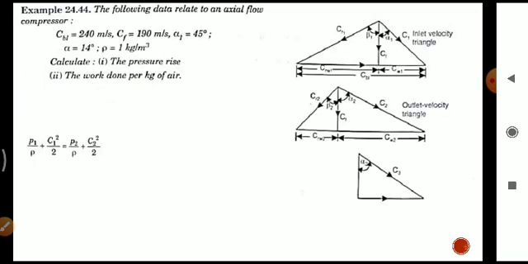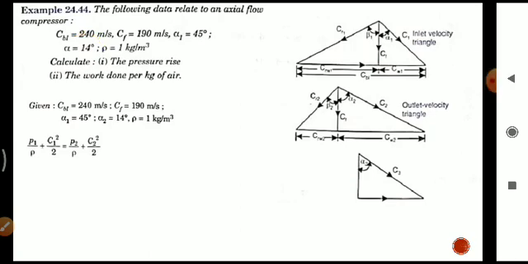So here is our first question. The following data is related to an axial flow compressor: blade velocity CBL is equal to 240 meter per second, and CF, the velocity of flow, is equal to 190 meter per second. Alpha 1 is equal to 45 degree. They have marked alpha, actually alpha 1 is given, it will be alpha 2. Alpha 2 is equal to 14 degree. Rho is equal to 1 kilogram per meter cube.